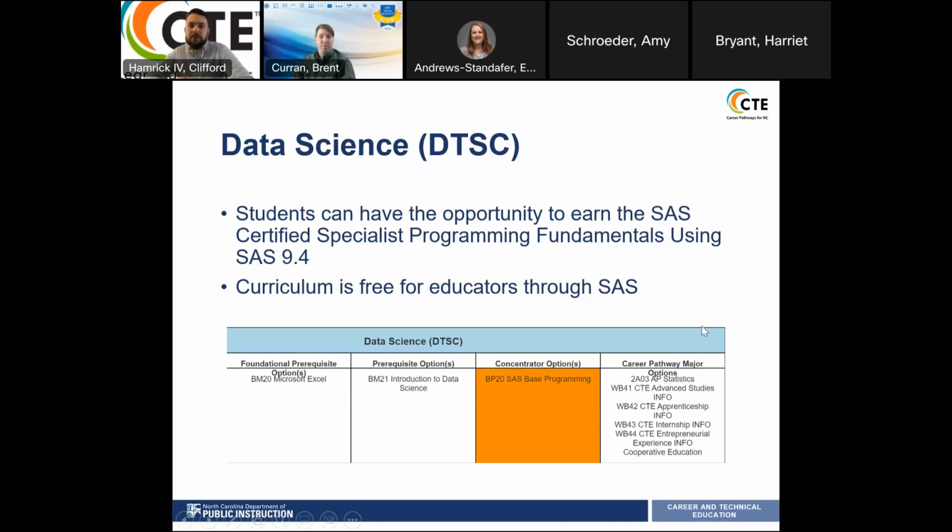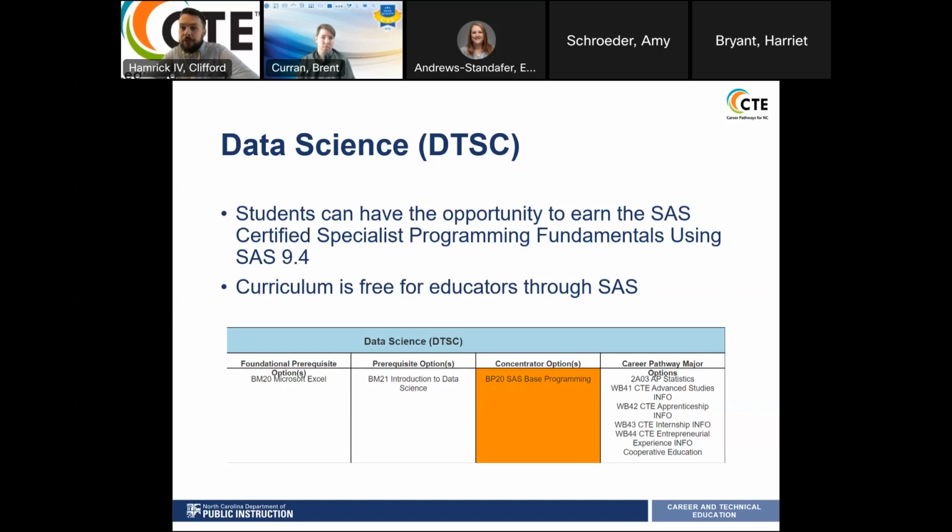Next up, and this is, I would say, an up and coming pathway. It's not got a lot in it yet, but this is our data science pathway. We know in this day and age, data equals dollars, and those who control the data get the dollars a lot of times. As Brent mentioned for the CompTIA pathway, this one also has 3 courses. Some of our pathways require a foundational prerequisite to set students up for success with the rest of the pathway. So students would need to take BM20, Microsoft Excel, BM21, Introduction to Data Science, and then BP20, SAS-based programming.